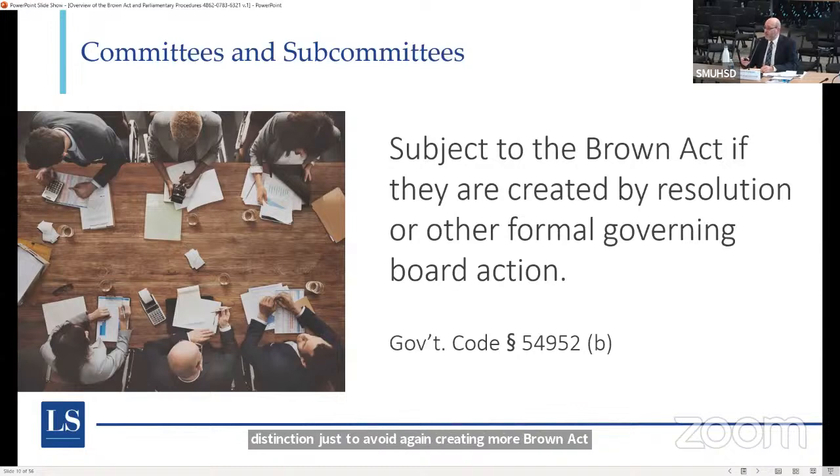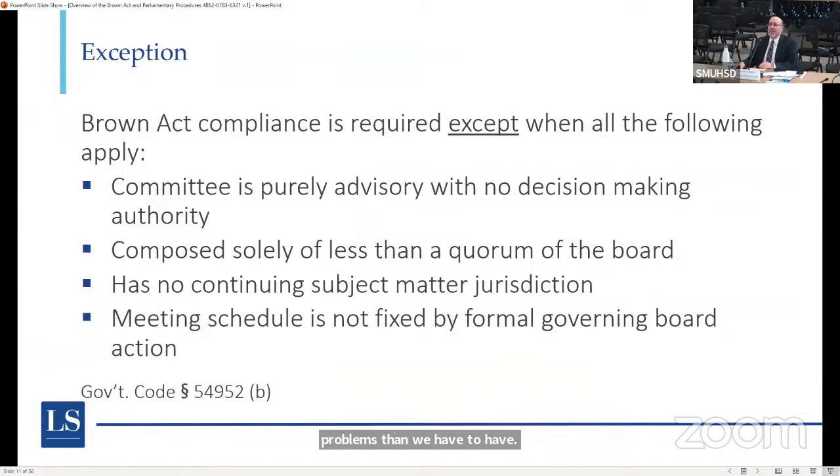There are exceptions. I always like to tell you about the exceptions. So you do not have to have Brown Act compliance if you have a committee that consists of all of the following, and it's got to be all of the following. The first is it's not a decision-making body. They only give advice that comes back to the board. The board remains the decision-making entity. The second is it is composed solely of less than a quorum of the board.